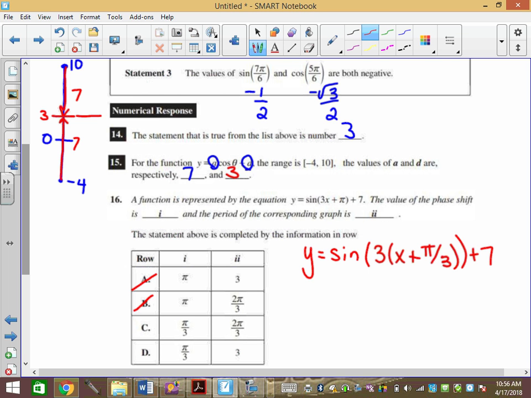And the period, how do you find the period? 2 pi over b, and b in this case is 3. So don't forget to take that b value out.